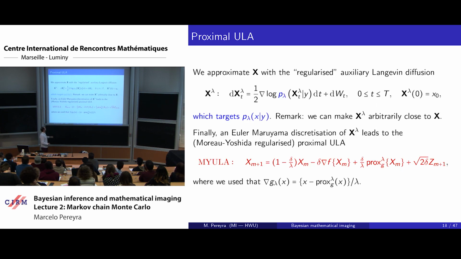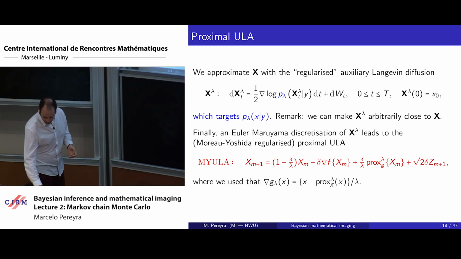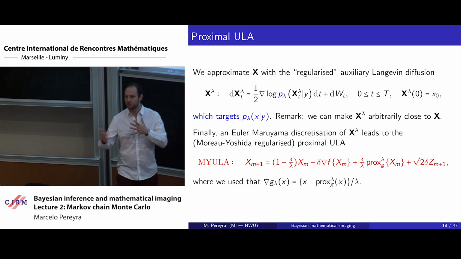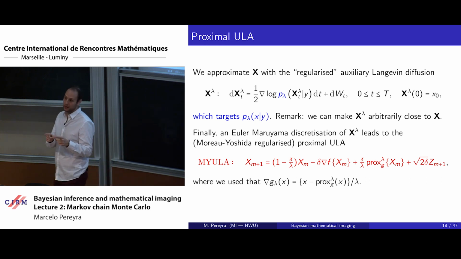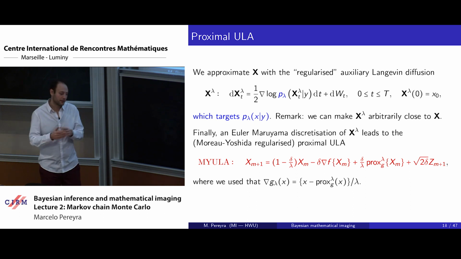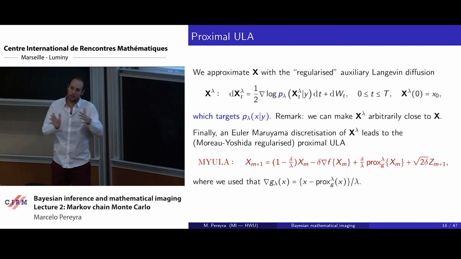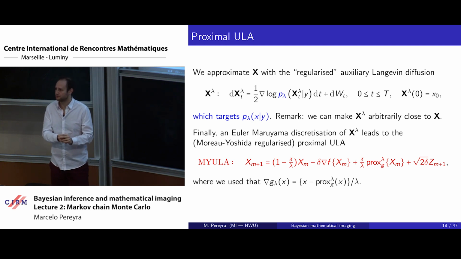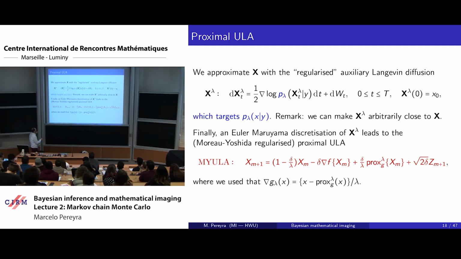So once I have this, what I can do is define a new Langevin diffusion process, an auxiliary diffusion, that is not targeting the P that I wanted, it's targeting P of lambda. But because P of lambda can be made arbitrarily close to P, this auxiliary process can be made arbitrarily close to the original Langevin diffusion I wanted to target. So I'll do that. Now I'm targeting P of lambda, and I'll discretize this with an Euler-Maruyama discretization, and I get this scheme, where instead of expressing the gradient of G lambda in this way, I have used the prox. So now I have a scheme that has gradient of f and prox of G.